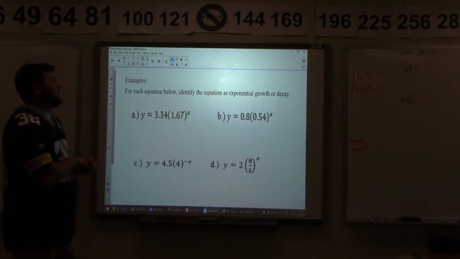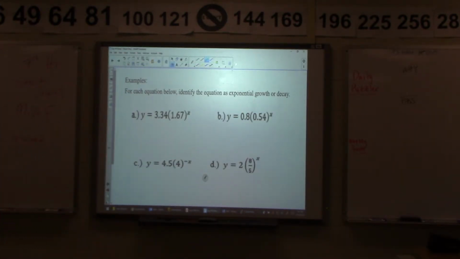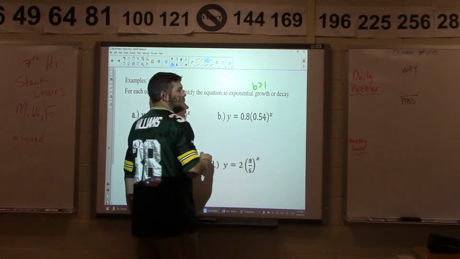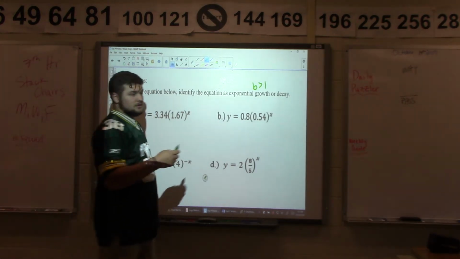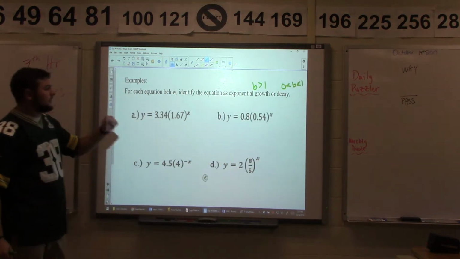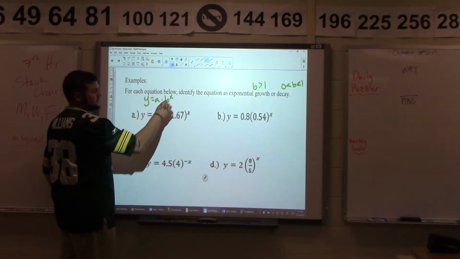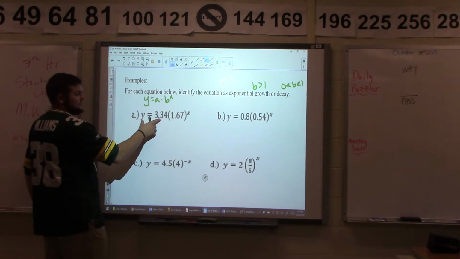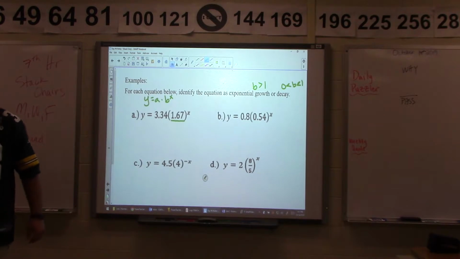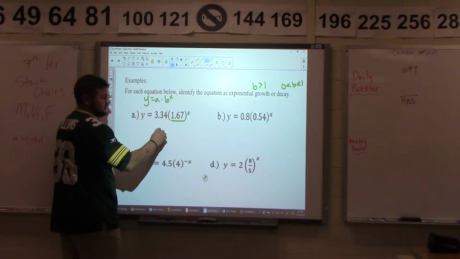Examples. For each equation below, identify the equation as exponential growth or decay. Well, before we even do that, what's our rule? How do we know it's growth? If b is greater than 1. How do you know it's decay? Between 0 and 1. Okay, so if I look at these problems, just looking at them. Y equals a times b to the x, right? That's our equation. My b value here is going to be 1.67. Correct? Is that greater than 1 or between 0 and 1? Greater than 1, so I know it's going to be growth.